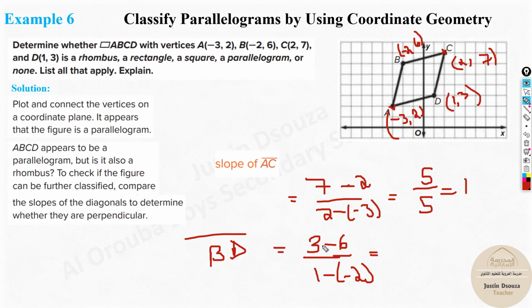The answer is over here: 3 minus 3 divided by positive 3. It's minus 1. Now you can see it is the negative reciprocal. You know that if you have a slope, say 2, and the other slope is minus 1 by 2, then they are perpendicular to each other. Now here, this line and this line are perpendicular to each other. Why? 1 and minus 1. That means they're negative reciprocals.